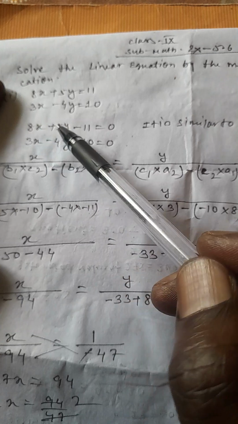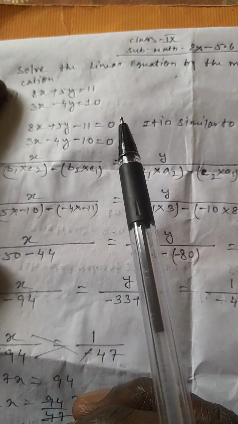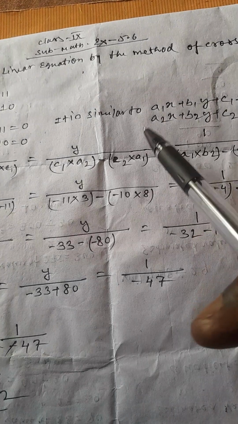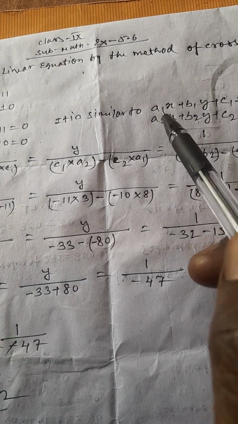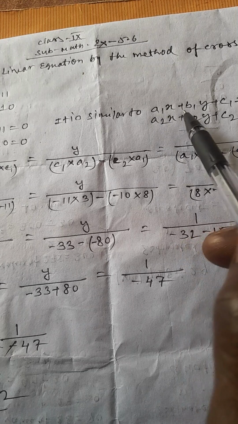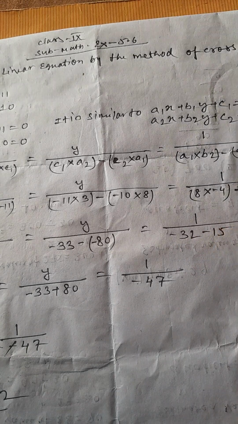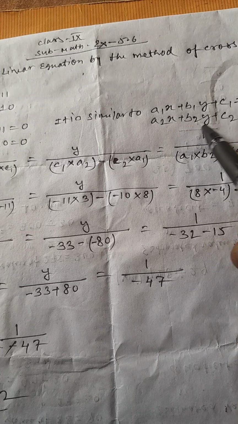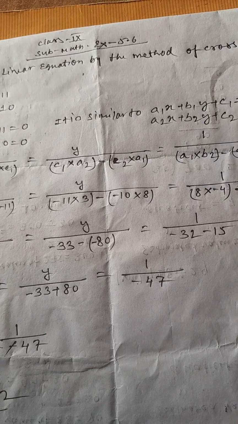So this equation is similar to a1x plus b1y. I told you previously in the starting exercise of 5.1. This is similar to a1x plus b1y plus c1 equals 0, and the second equation is a2x plus b2y plus c2 equals 0.